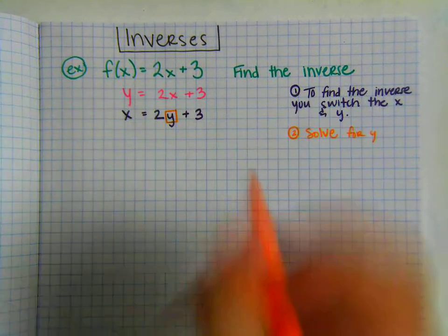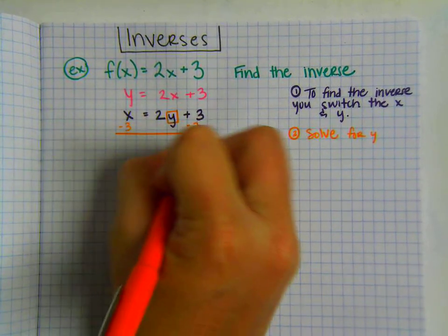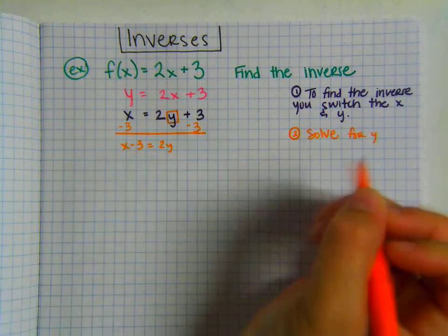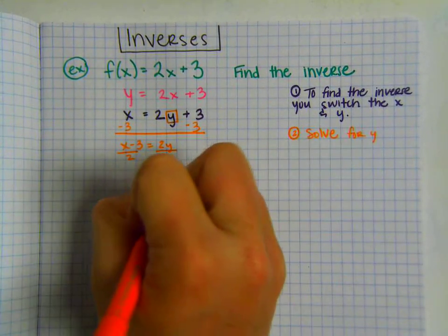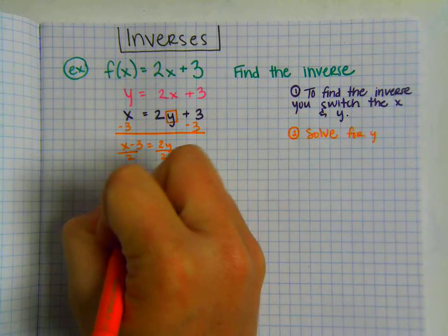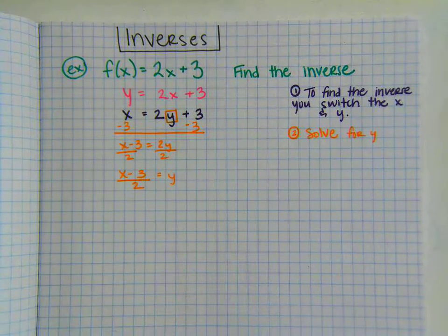Well, to get y by itself, we're going to start by subtracting 3. So that'll be x minus 3 equals 2y. Then just divide by 2. So that means we have y equals x minus 3 over 2. And that's the inverse. When you write the inverse, you're going to rewrite it with function notation.